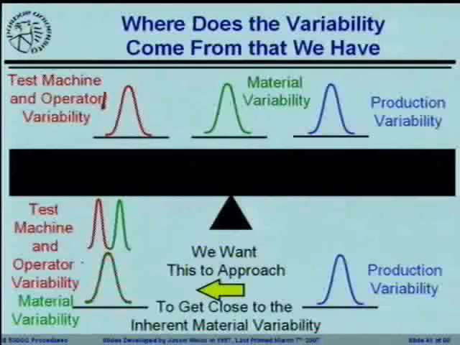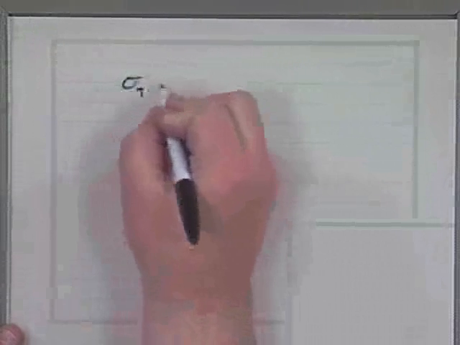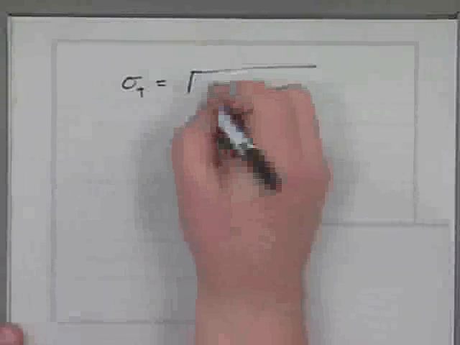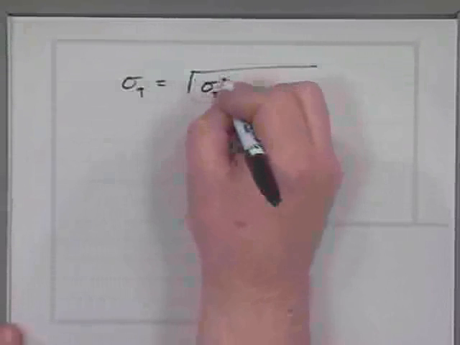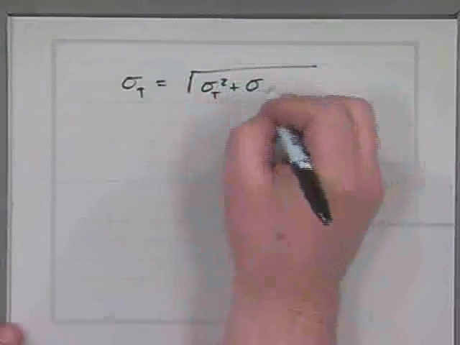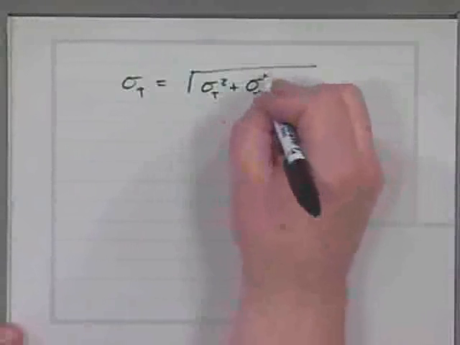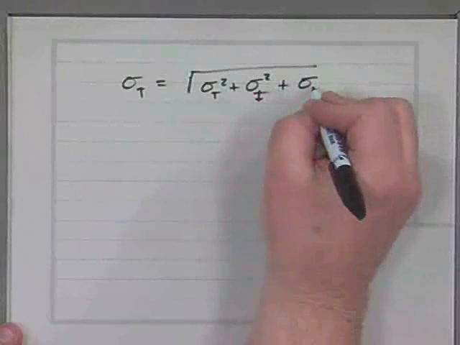Now, you may say, well, this particular plot doesn't have a whole lot to do with my actual life. How would I actually use this information? We could basically write that the variability, or the standard deviation, is equal to the square root of the sum of the squares of the testing variation, the inherent material variation, and the production variation.